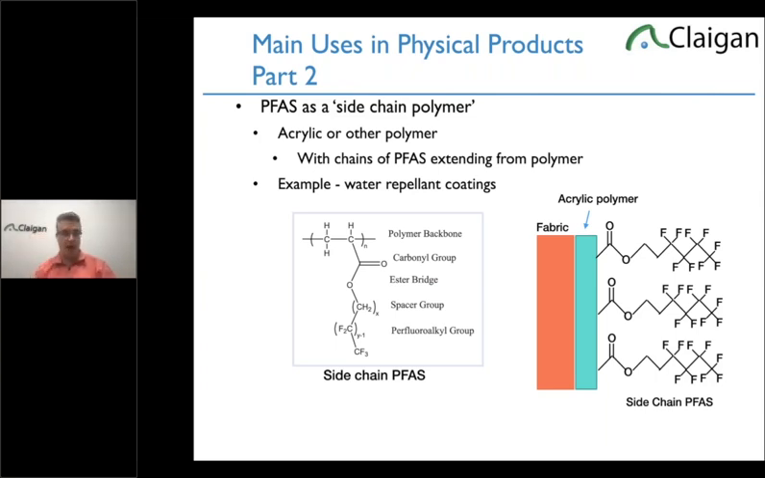Your contact lenses are acrylic polymer. It's like the fabric or the wire, acrylic polymer, and then it has sticking out the side, joining on it as a side chain, a fluoro, PFAS. And it sticks out like tiny little miniature hairs. And that's how the water repellency works.